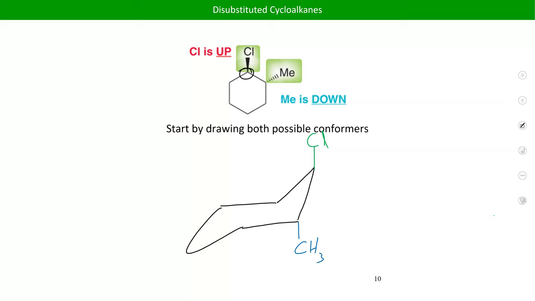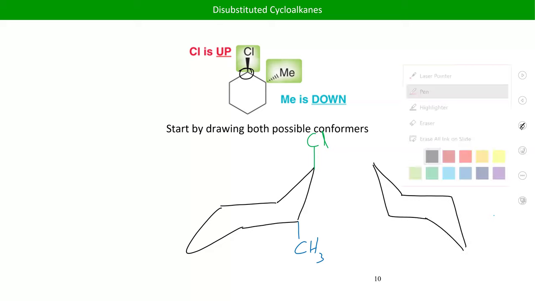If we do a chair flip, what happens? We wind up with them both being equatorial.